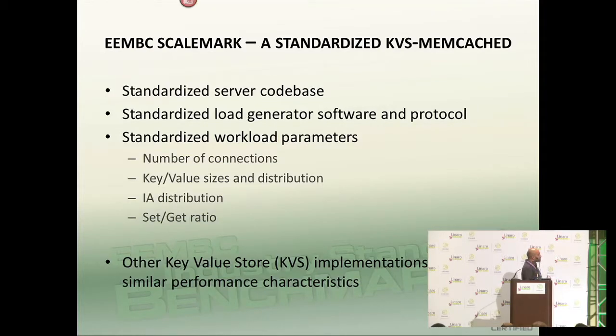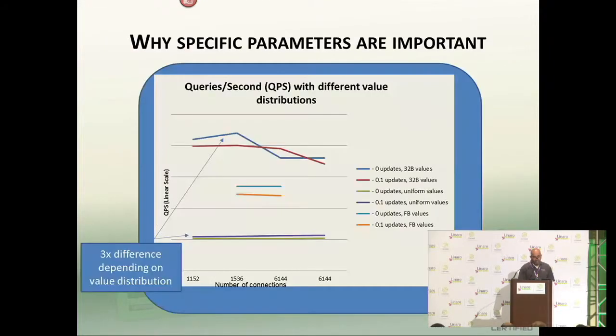And as you can see, some of the workload parameters that we've standardized are the number of connections that the server gets, the key value size and distribution, the inter-arrival gap distribution, and the get and set ratio. So we ran a lot of tests across a lot of different platforms, and you can kind of guess what the platforms might have been. And what you see is why choosing one specific set of parameters is important.